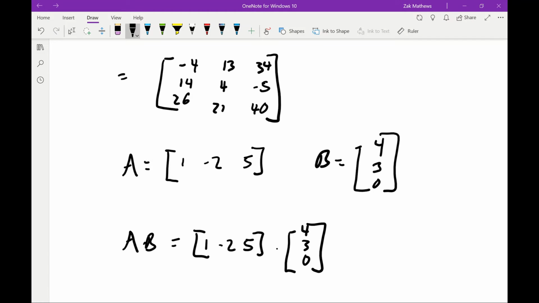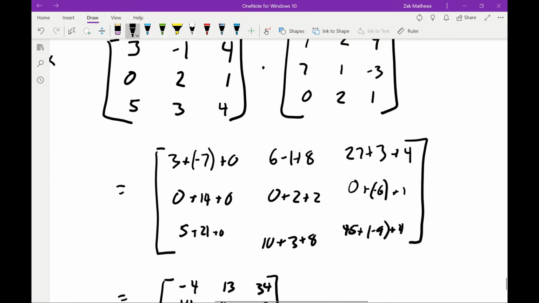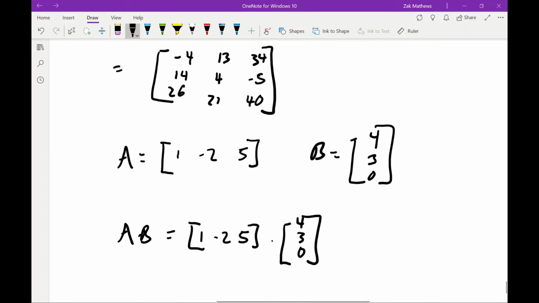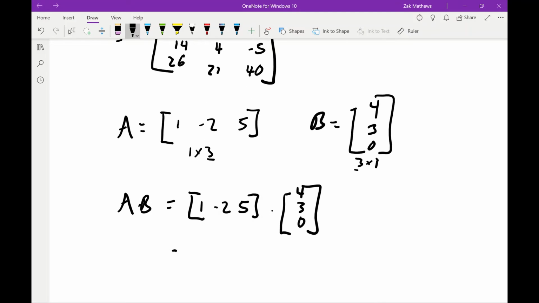Now I didn't talk about the order on the last one. It was a square matrix. Again, it's a 3 by 3 and a 3 by 3, so we knew it could be done. But here they're not matching, so I should make sure that it is possible. This is a 1 by 3 matrix, and this is a 3 by 1. And so those inner numbers match. That tells me it is possible. So let's go ahead and do the multiplication.